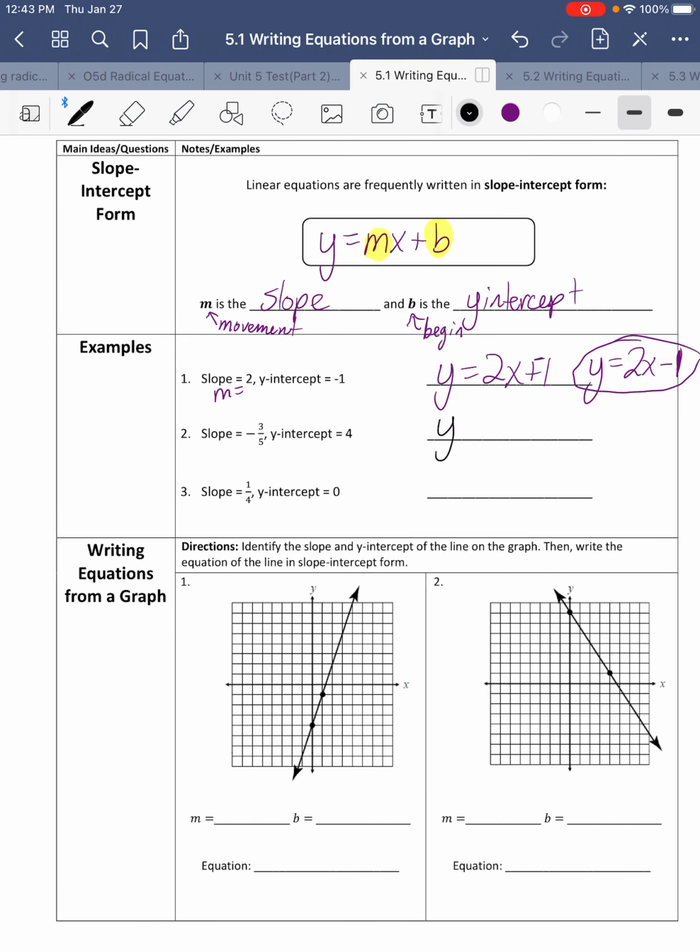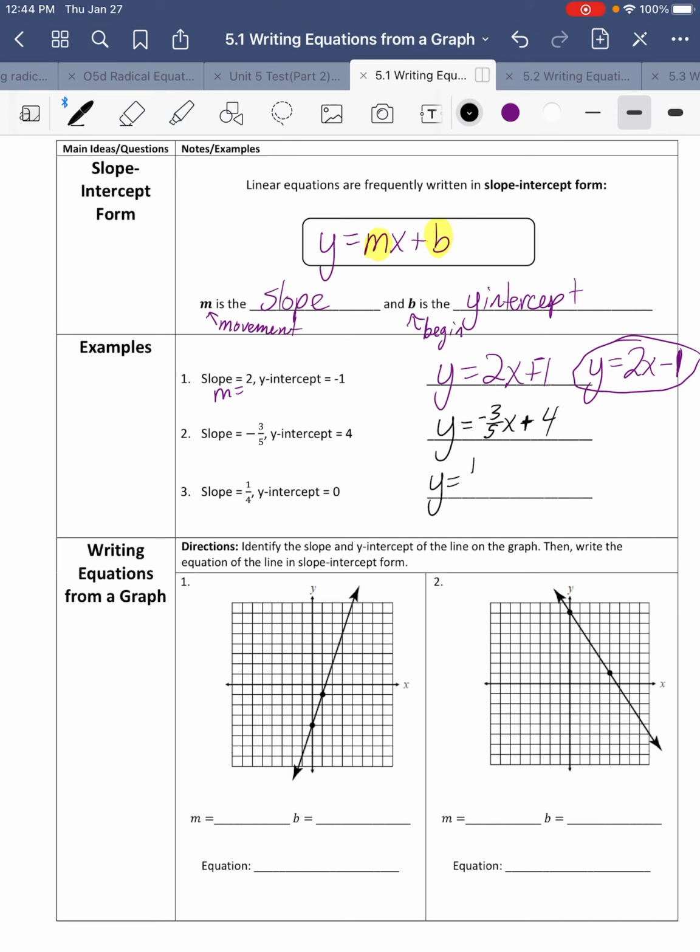All right, next one. We have slope. You have y equals negative 3/5 x. The y-intercept's 4, so it's plus 4. We just have a plus 4 here, so there's no plus negative, so we're just going to keep it that way. That'll be your final answer.